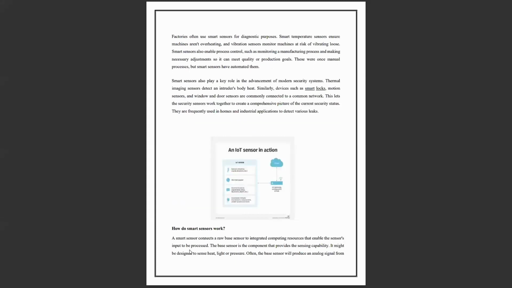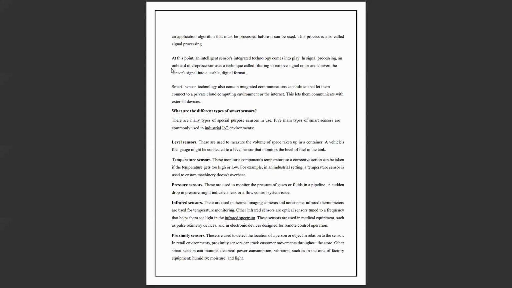Now, how do smart sensors work? Smart sensors connect a raw-based sensor to integrated computing resources that enable the sensor's input to be processed. Smart sensors operate by integrating various components to gather, process, and transmit data. They comprise a sensor to collect information from the environment and a microprocessor for computation and wireless technology.